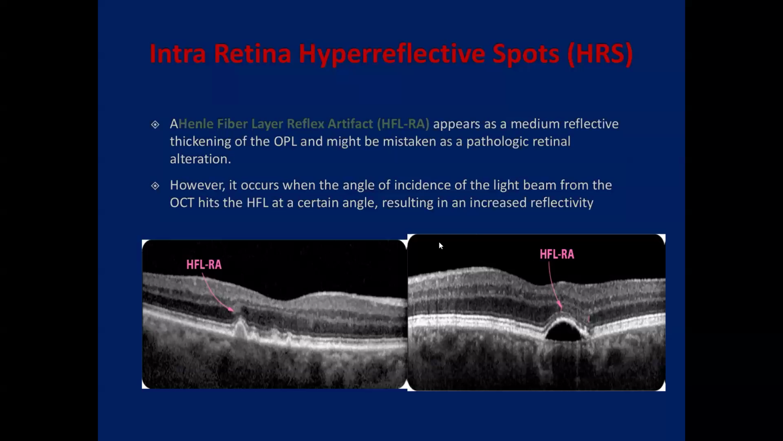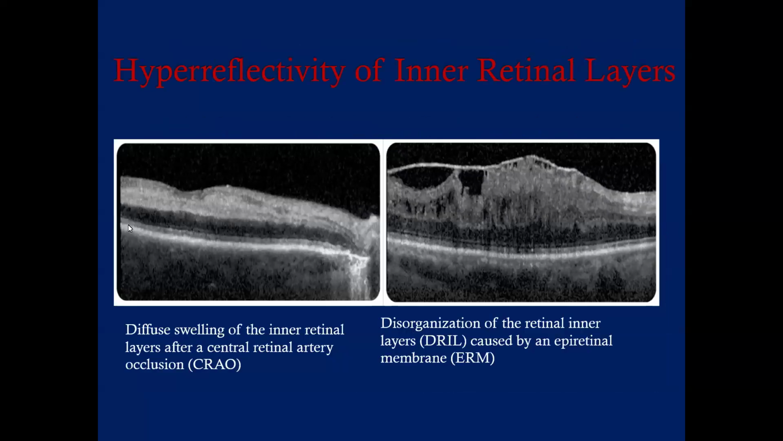Sometimes there are things which are not pathological, but can be taken as an artifact. Henle fiber layer reflex artifact appears as a medium reflective thickness of the outer plexiform layer, and it can be mistaken as a pathological alteration. This is something which is normal. You can see it in both of these two slides. It happens because the light beam from the OCT hits the Henle fiber layer at a certain angle, resulting in such reflectivity, not pathological. So knowing pathologic change and normal change is quite good to reach a diagnosis.